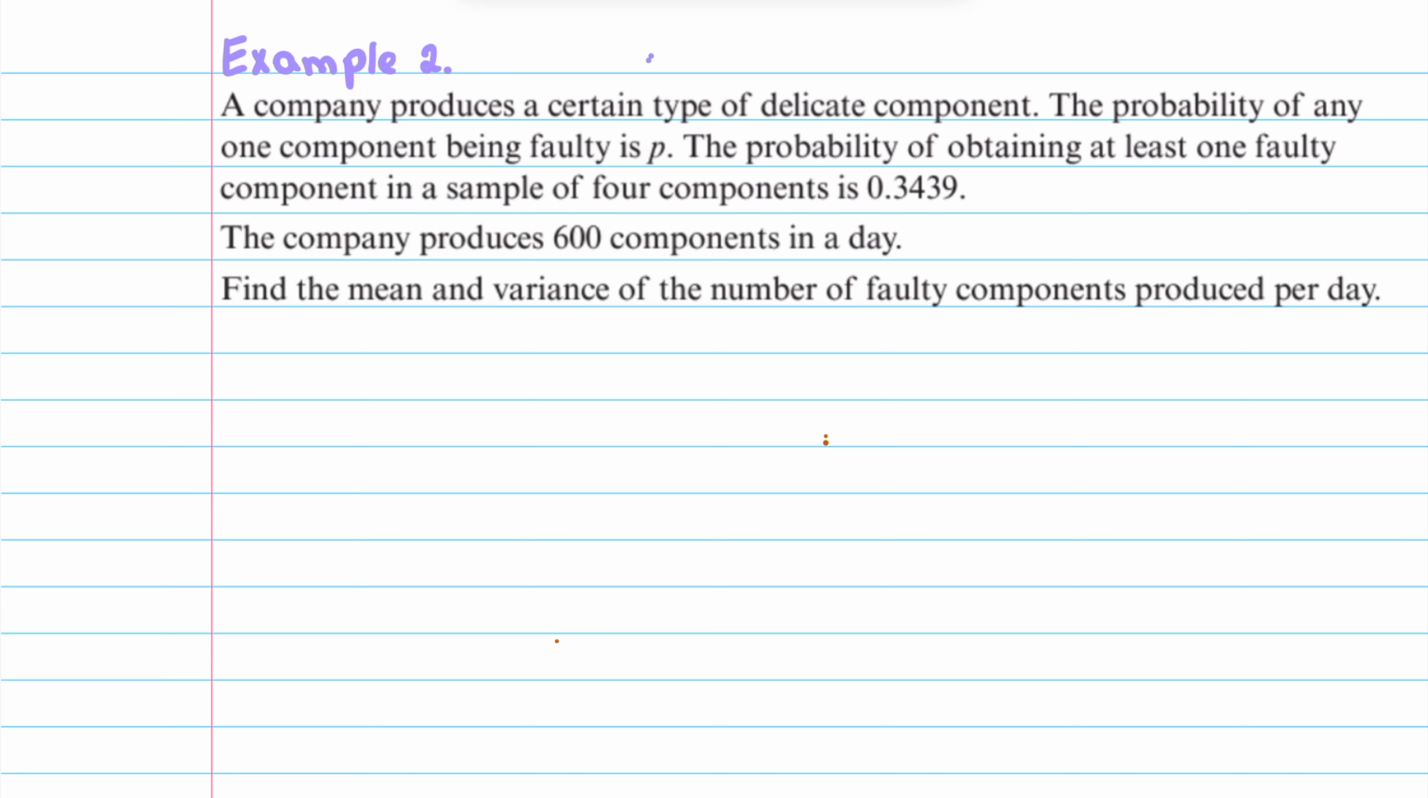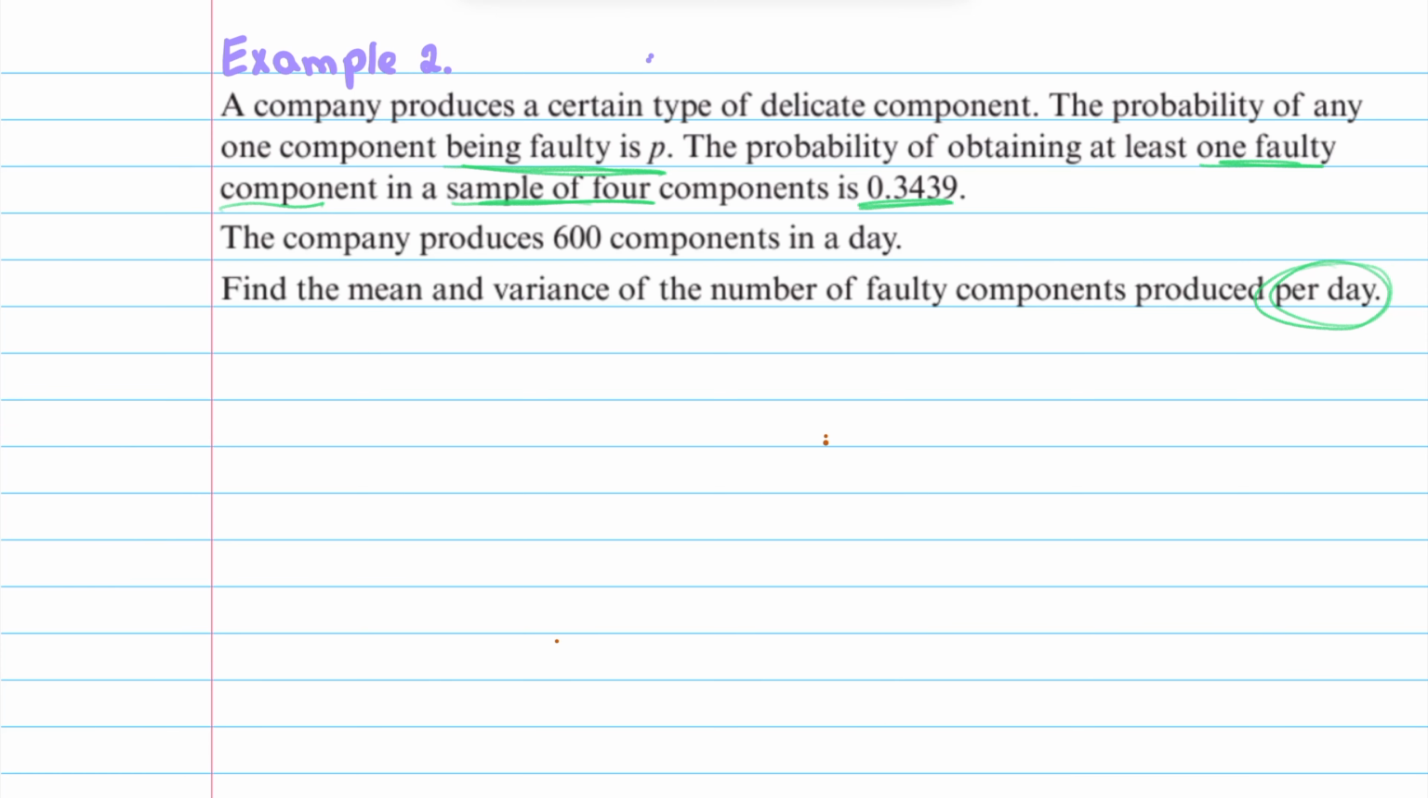0.3439. So we know the probability of a component being faulty is p. Obtaining at least one faulty component in a sample of 4 is 0.3439. The company produces 600 components in a day. Find the mean and the variance of the number of faulty components produced per day.